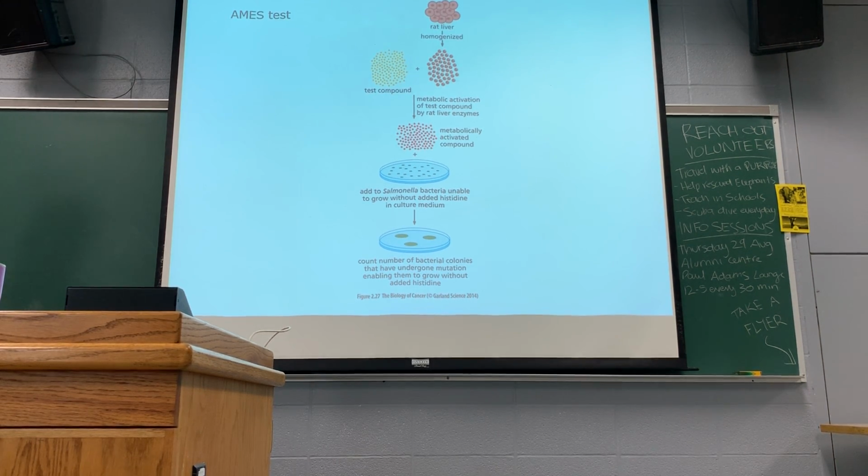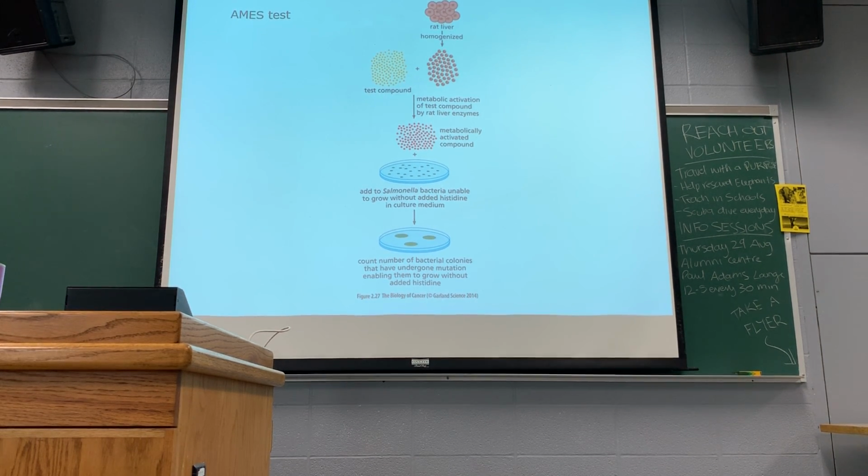And the way it works is you take a test compound. Let's say I wanted to see if the seed of an apple was mutagenic. I could grind up the seed of the apple and add it to some salmonella bacteria. Let's ignore this part for now, okay? Add it to some salmonella bacteria that were unable to grow without added histidine in the culture medium. What's happened with these bacteria is they have a point mutation that makes them unable to produce histidine. So you need to provide that in their food or they cannot grow.